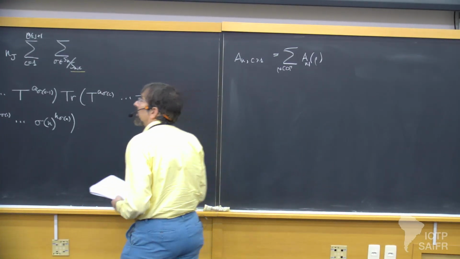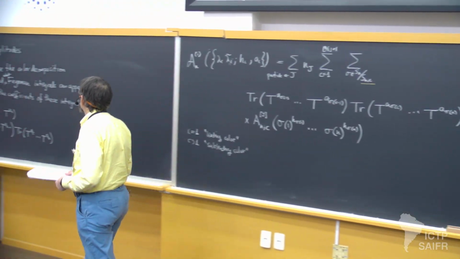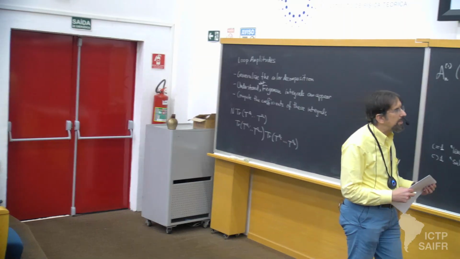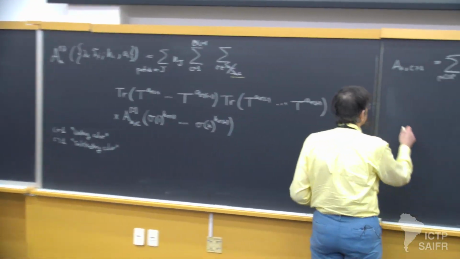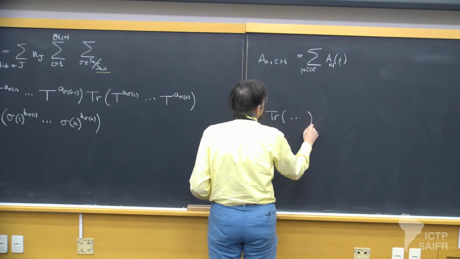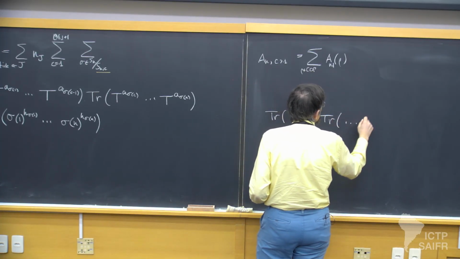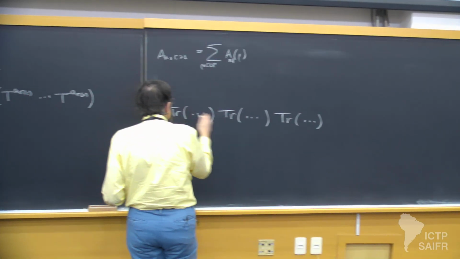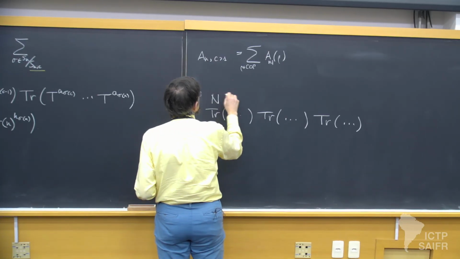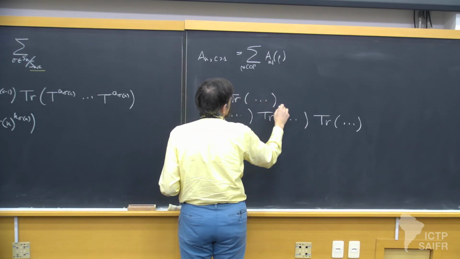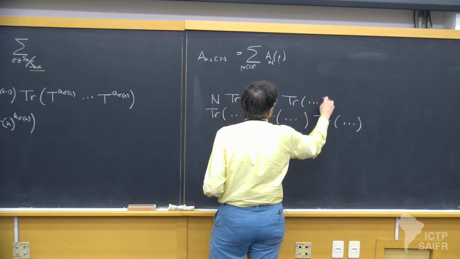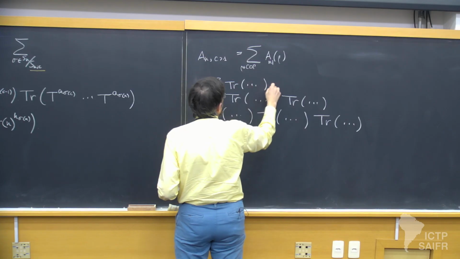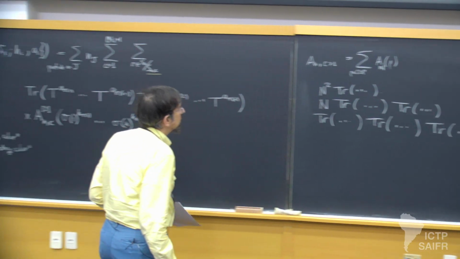So at two loops, I think you can probably guess what's going to happen. The basic structure is that of three traces. So we would have, I'm not going to write out the T matrices here, but they're inside the traces. And sometimes one of the traces can be absent, and so we're going to get a two-trace structure with a power of n. And finally, we can get a single trace structure with two powers of n. But that's actually not the whole story.